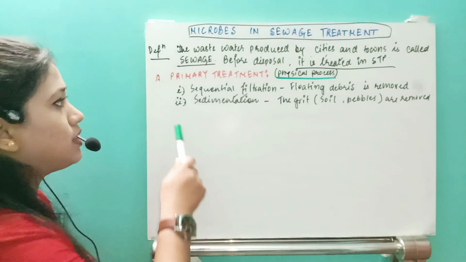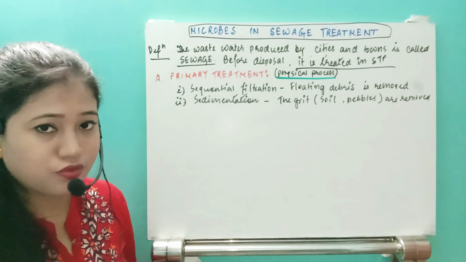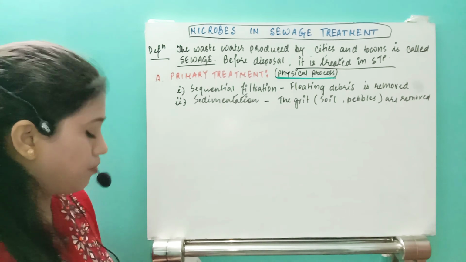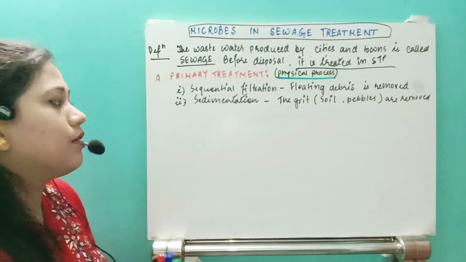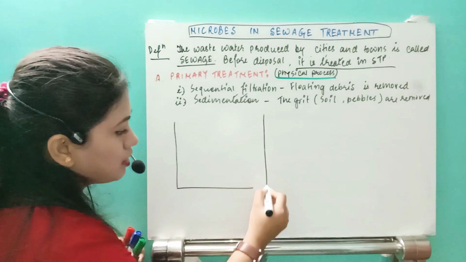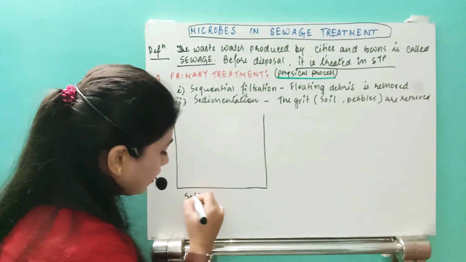First, we'll see what the primary treatment is. In the primary treatment, microbes are not used. It's not a biological treatment. It is just a physical process. So first of all, just see, this is one tank. This tank will be known as the settling tank.